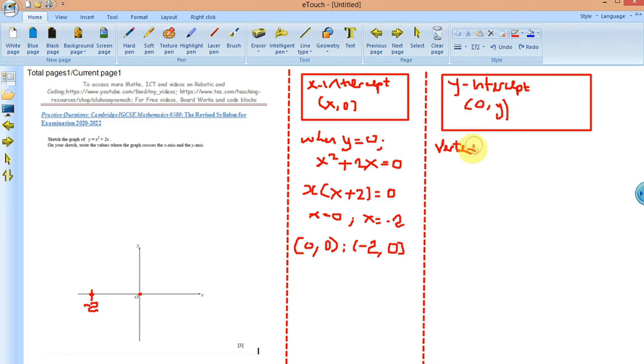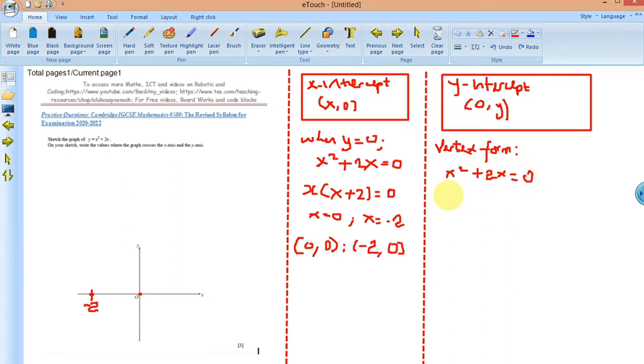Why vertex form? We need the coordinate of the turning point, which is the minimum point. So let's go ahead and determine the minimum point and the minimum value. To do that, I'm going to use this method, completing the square. So you have x squared plus 2x, and just equate this to 0.